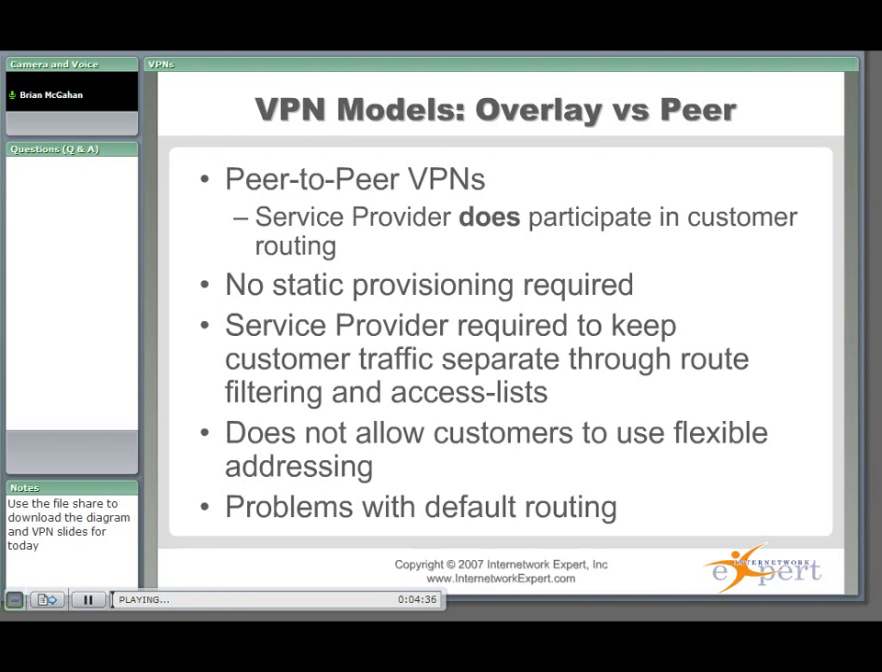Some of the disadvantages of this is that we'd have to configure a very complex manual filtering policy on every connection from the service provider to the customer network. Additionally, the customers are going to have to use publicly routable address space, or at least unique address space within the service provider network, to make sure that they're not overlapping in the service provider's routing advertisements. Another disadvantage of this, the customers won't be able to use default routing because the service provider wouldn't be able to tell the difference between different default routes on different customer sites.